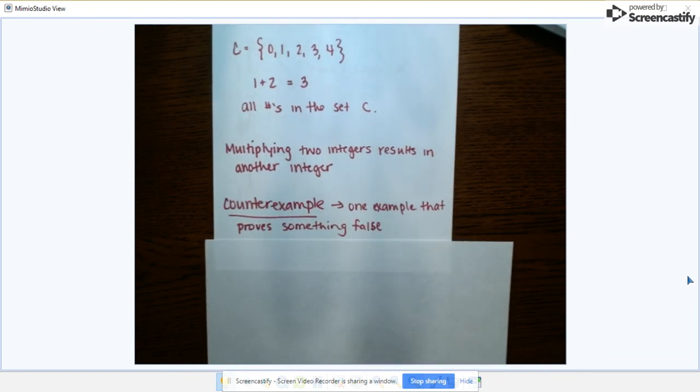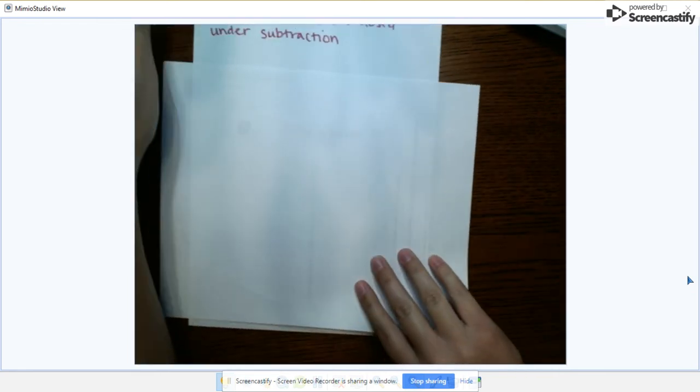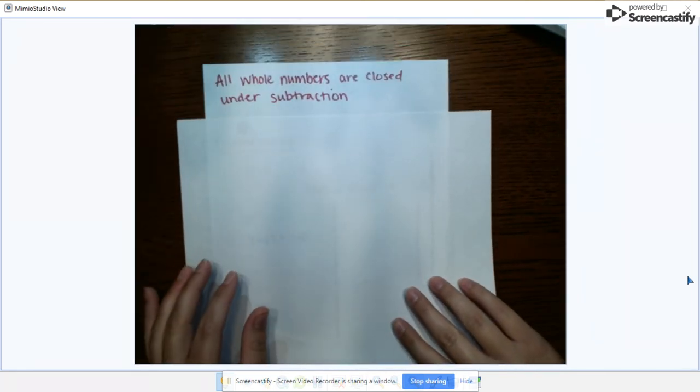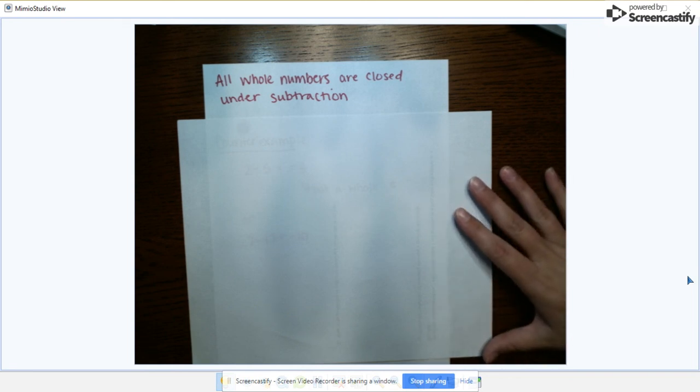Our next vocab word is a counterexample, and a counterexample is just one example that proves a statement false. So we can look at a closure statement. All whole numbers are closed under subtraction. So somebody's stating this and they think it's true. Well, we can come up with a counterexample to prove them wrong.